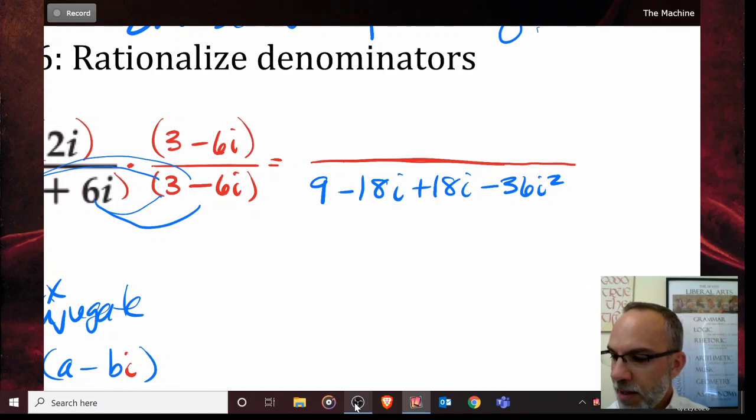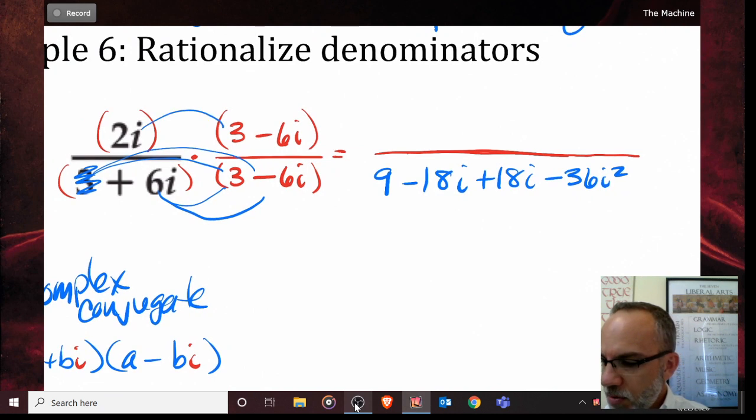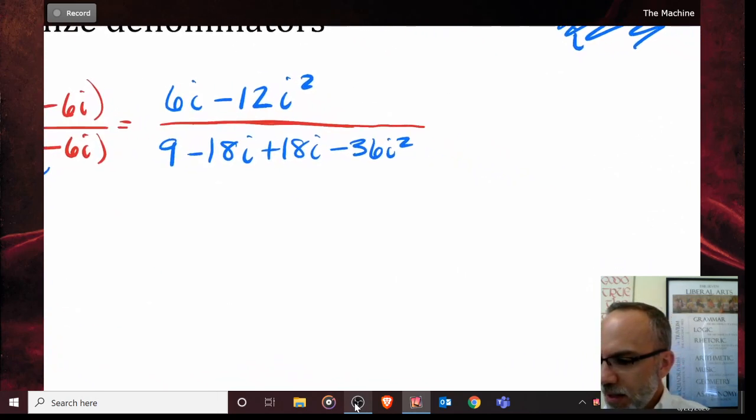Okay, that's the denominator. Now let's do the numerator. 2i times 3, 6i's, like me. 2i times -6i, that would be a positive times a negative is a negative. 6 times 2 is 12, and then i squared. Okay, now I'm going to keep going sideways.